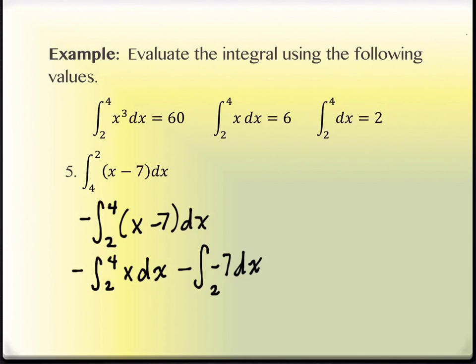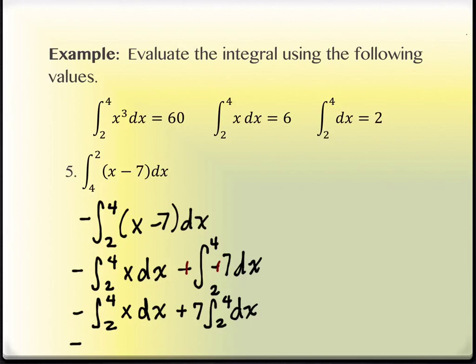Just so everybody sees it. Do you see the negative in the middle and then the negative on the 7? Those will cancel, right? It'll be plus. And then I need to do one more step before I'm able to actually use the pieces of information that I was given. I need to pull out a 7. So this will be plus 7 integral 2 to 4 dx.